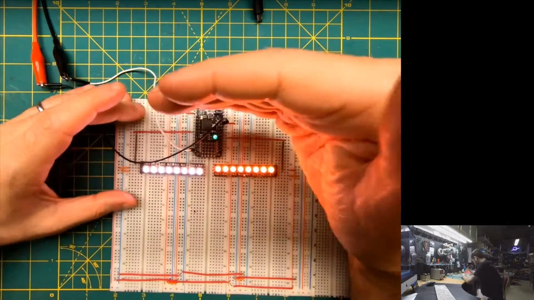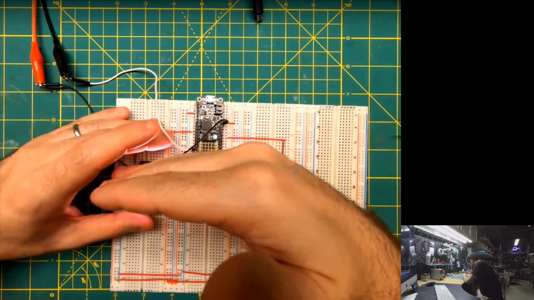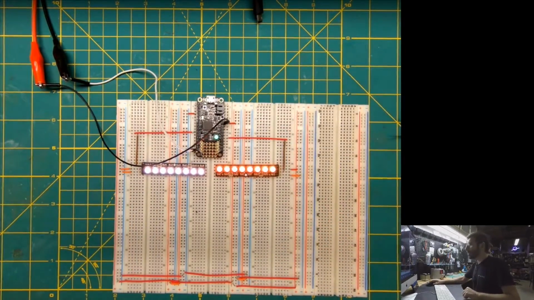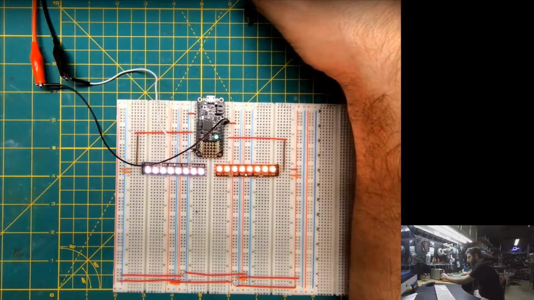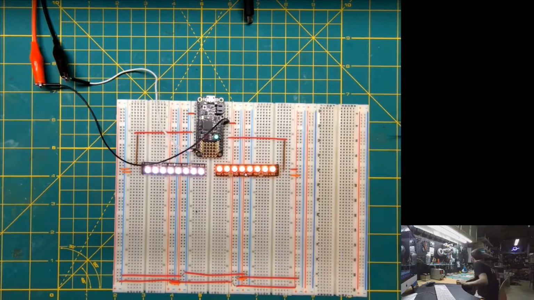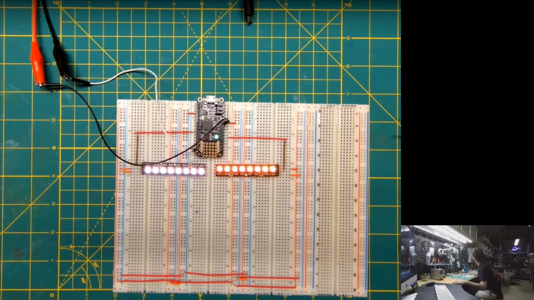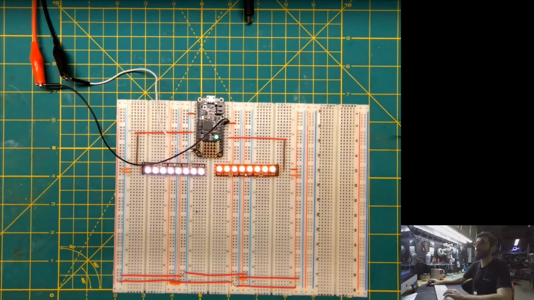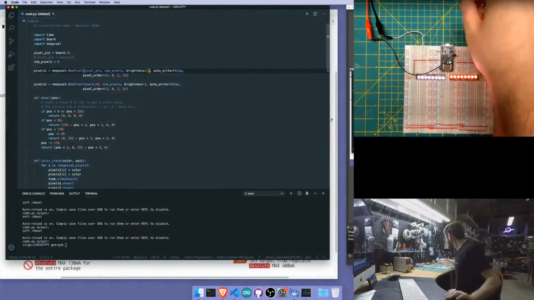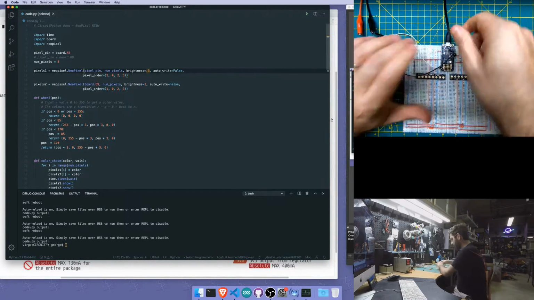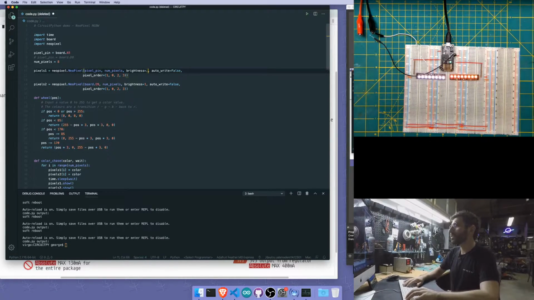I still think there's something off here. These don't seem like they're powering up all the way. I'm not getting much of a current drain. Huh. Is my brightness appropriately set? Okay, brightness is at 0.5 here. So we can change this back to 1.